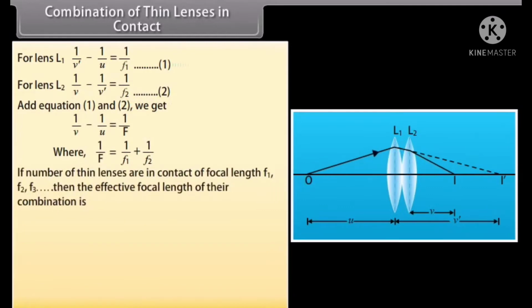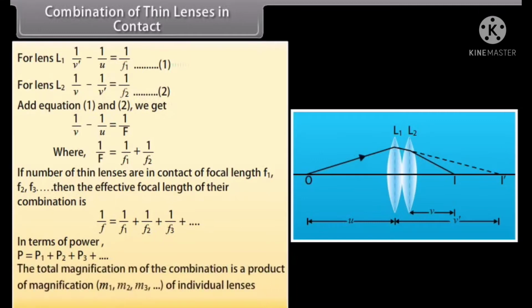If a number of thin lenses are in contact, of focal lengths f1, f2, f3, then the effective focal length of their combination is 1/f equal to 1/f1 plus 1/f2 plus 1/f3 and so on. In terms of power, P is equal to P1 plus P2 plus P3 and so on. The total magnification m of the combination is the product of the magnifications m1, m2, m3 and so on of the individual lenses. m is equal to m1 times m2 times m3.